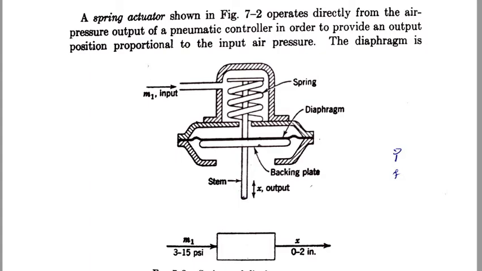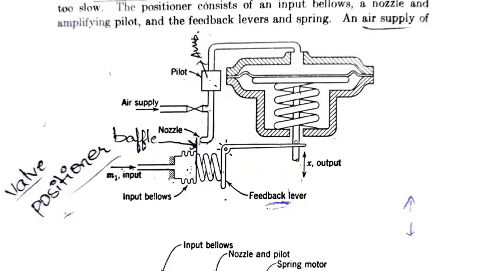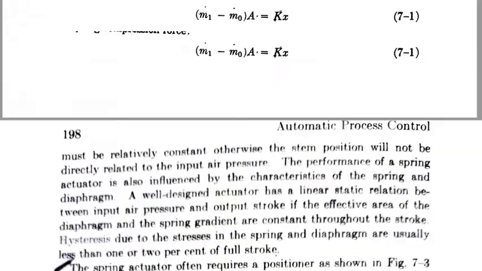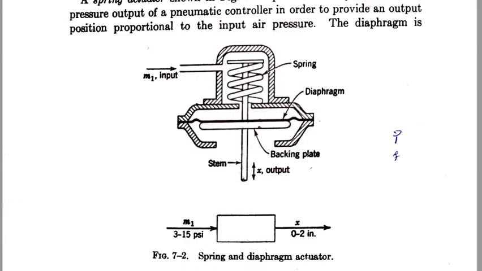So what is the second one? It is the spring actuator with positioner. What is meant by positioner here? What is the drawback in this particular spring actuator? Whenever you supply pressure here, the stem will come down according to the pressure supplied. But again it has to come back to the original position, and it does not come back instantly. That will take time to come back to the original position.